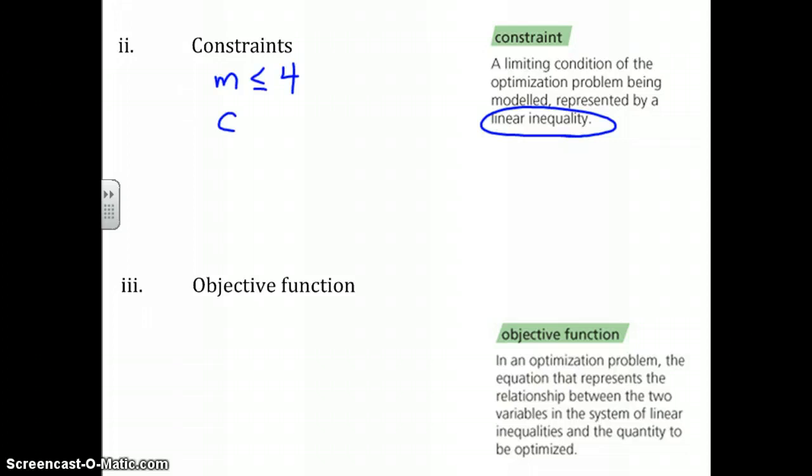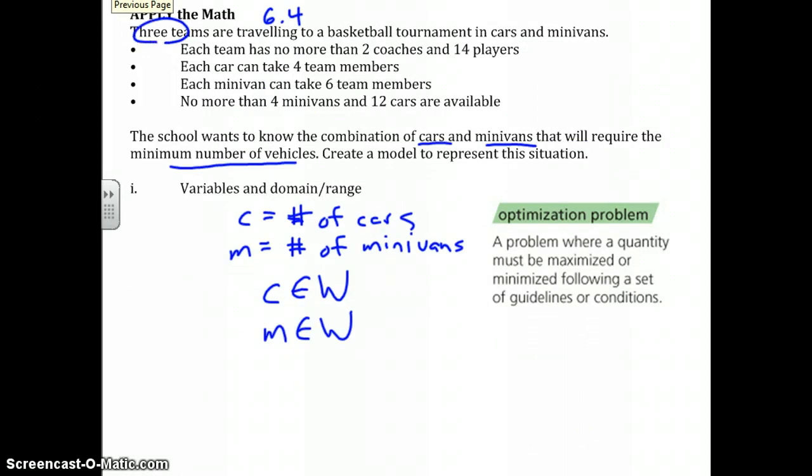The problem says no more than 4 minivans and 12 cars, so there's also less than or equal to 12 cars. So C is less than or equal to 12. And then what else do we know? Each team has no more than 2 coaches and 14 players, so each team has up to 16 people. Remember, there are 3 teams, so 2 coaches, 14 players, 16 per team, 3 teams, that means there are 48 people in total.